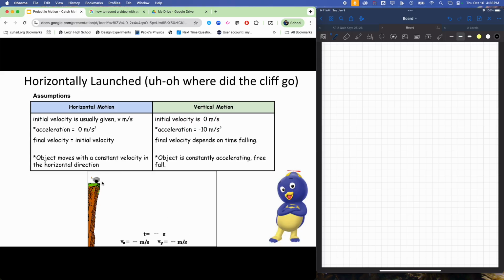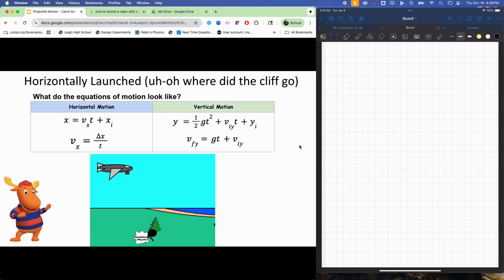Vertically, though, we're looking at just the object falling, right? If it's horizontally launched, there's no vertical component of velocity, so the initial velocity is 0 meters per second. It's falling through the air, so the acceleration is negative 10 meters per second squared. And just like the last unit, how much time the ball spends moving depends on the amount of time that it spends falling, which depends on the height of the drop. So vertically, the object is going to be constantly accelerating, or in free fall.